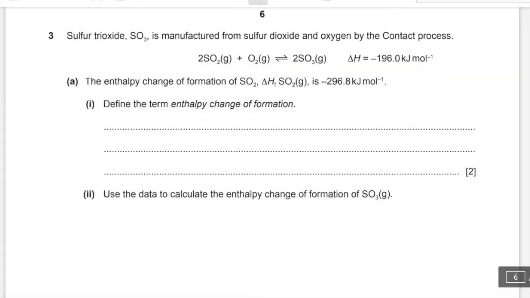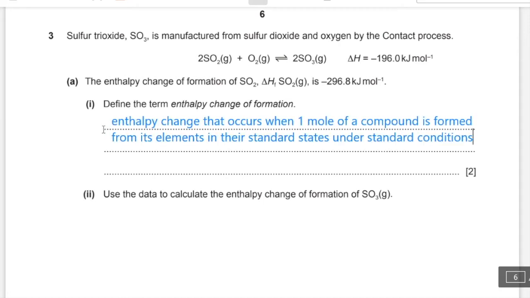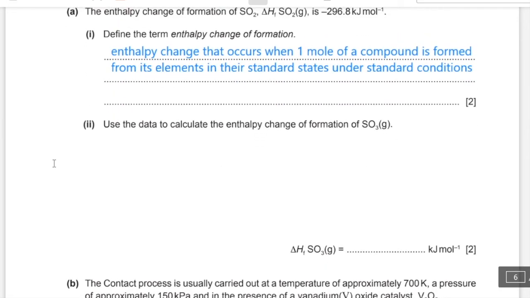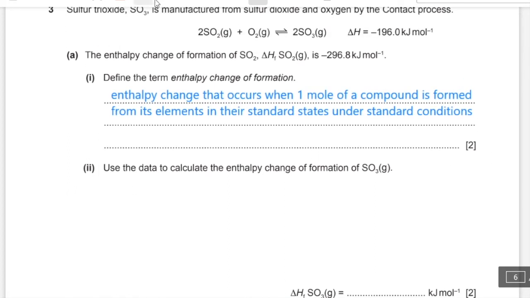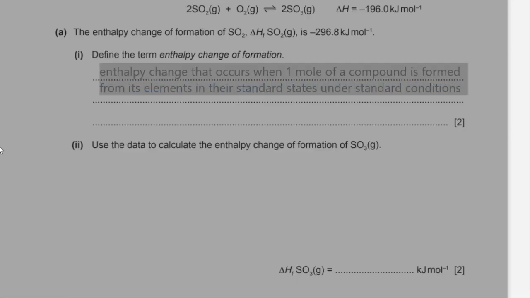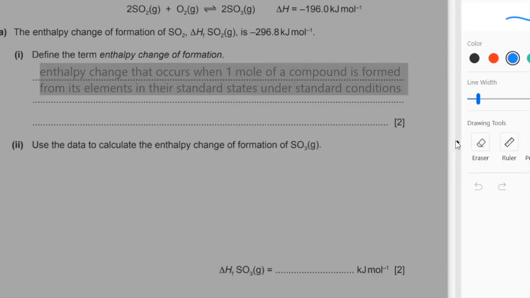3. Sulfur trioxide is manufactured from sulfur dioxide and oxygen by the contact process, and we're given the equation for the reaction. A. The enthalpy change of formation of sulfur dioxide is negative 296.8 kilojoules per mole. 1. Define the term enthalpy change of formation. So here you write down the definition, and then use the data to calculate the enthalpy change of formation of sulfur trioxide. Alright, so I'd like to write down the equation again over here.